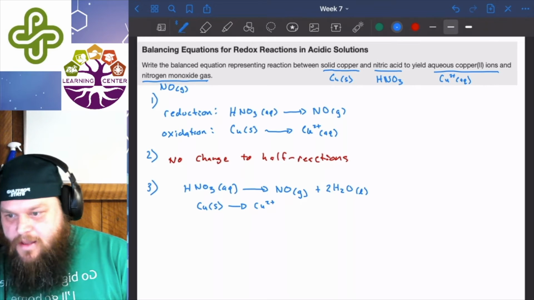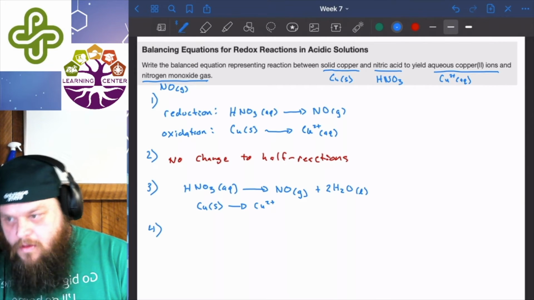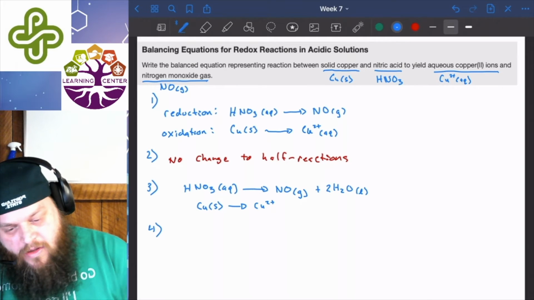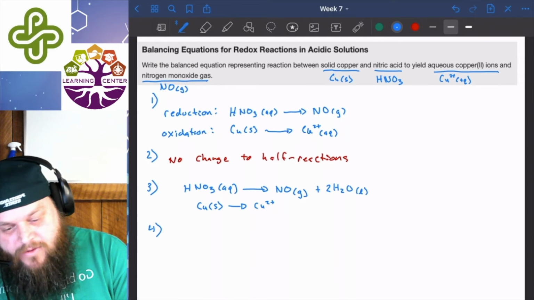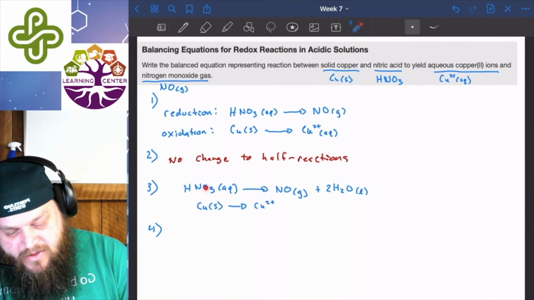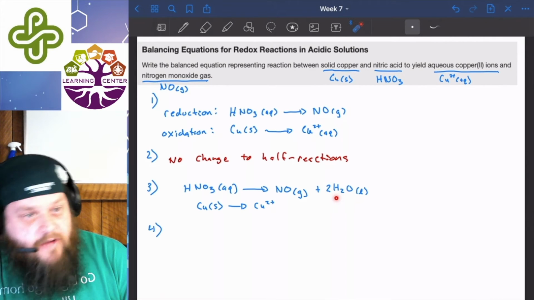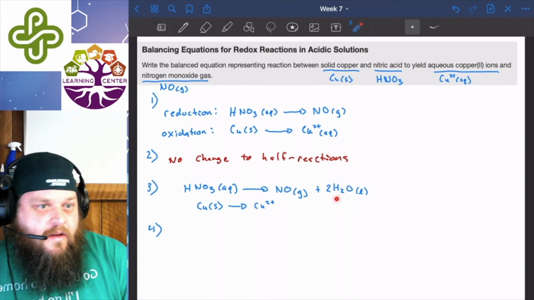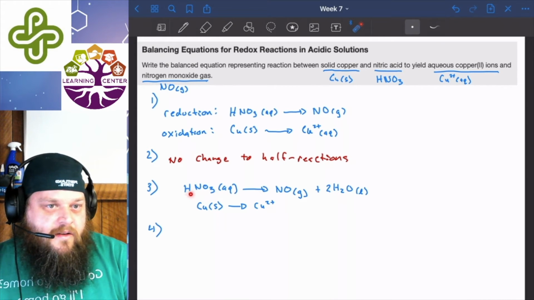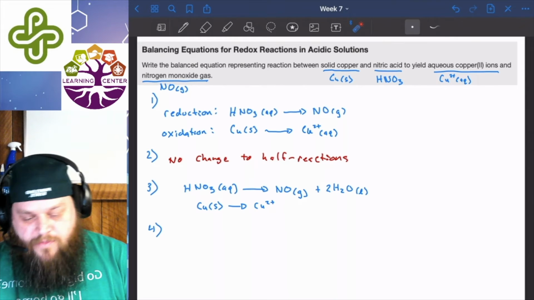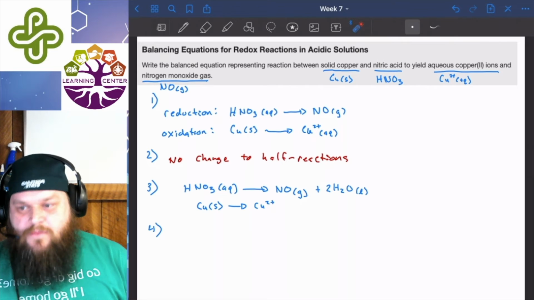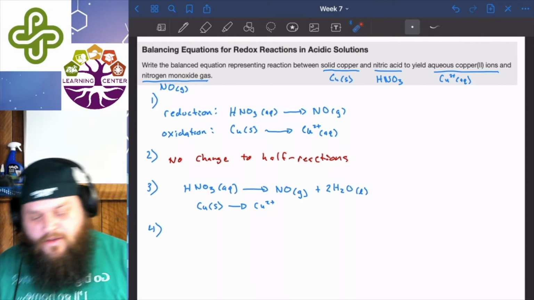The next step, step 4, is adding those hydrogens. Looking at the balanced equation that we have so far, or the not so balanced equation, we have 1 hydrogen on the left side here. We've got 4 hydrogens on the right, 2 times the 2 hydrogens on that side there. So we need to balance this with this. We can do that by adding H plus on the left-hand side of this equation.